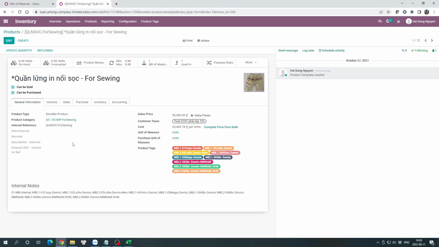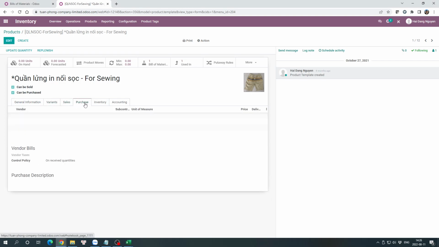What I want you to note is, first of all, get the internal reference like this for easy searching. Don't care about the sales price, but what's important here is this cost is 25,000 something over here, and you see that this cost will go up later on as we go through more production stages. Customer taxes doesn't really matter for this one. We are manufacturing this product by ourselves. It's not subcontracted, so there's nothing here. We don't buy them either, like buy them outright.